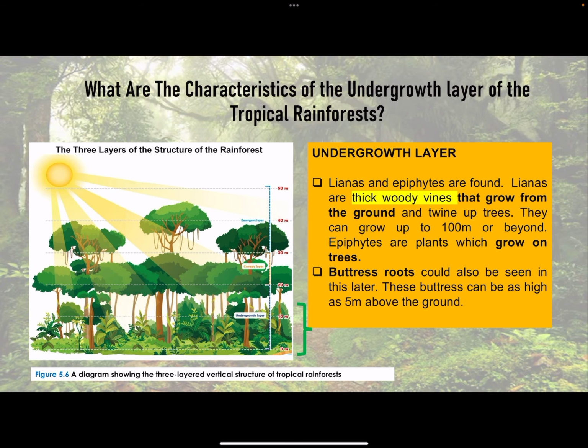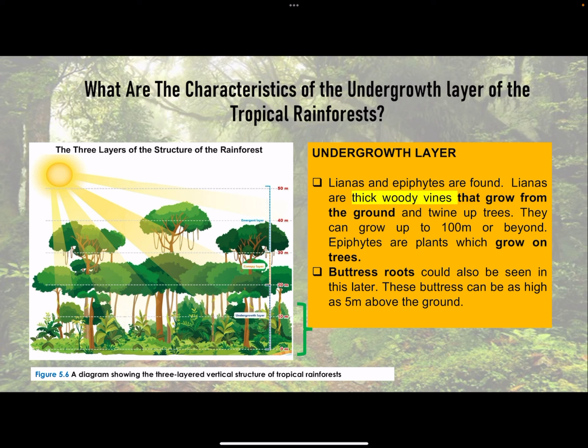And at the bottom, what do you see? You will see your undergrowth layer, very, very low shrubs. A lot of lianas, a lot of epiphytes, a lot of these vines that grow around. They try and twine up the tree, but they grow from the bottom up. Epiphytes are plants which grow on trees as well. So you have your ferns, your epiphytes, and your lianas.